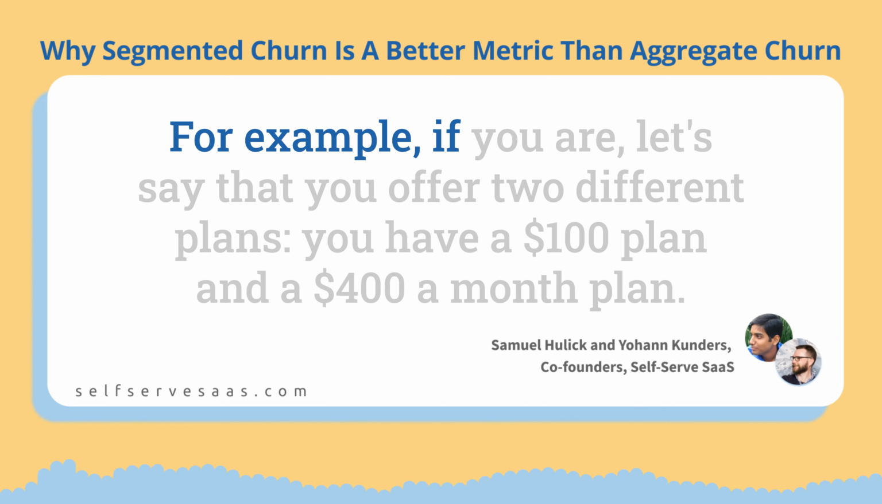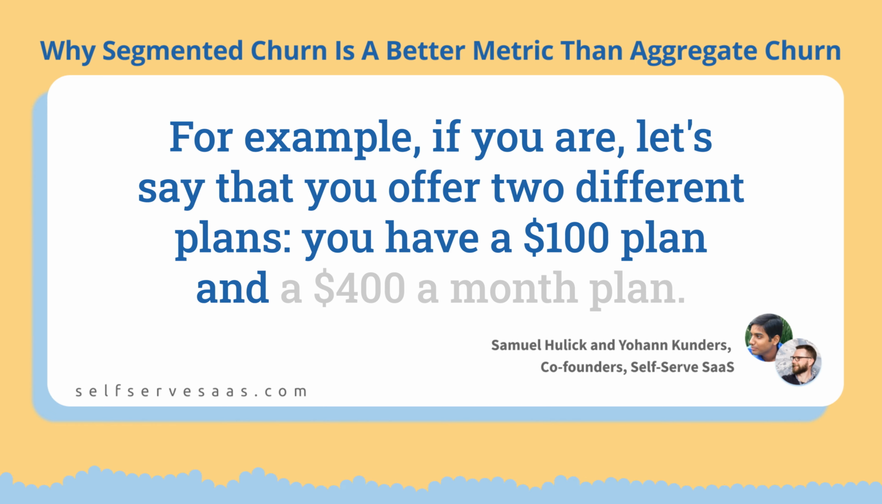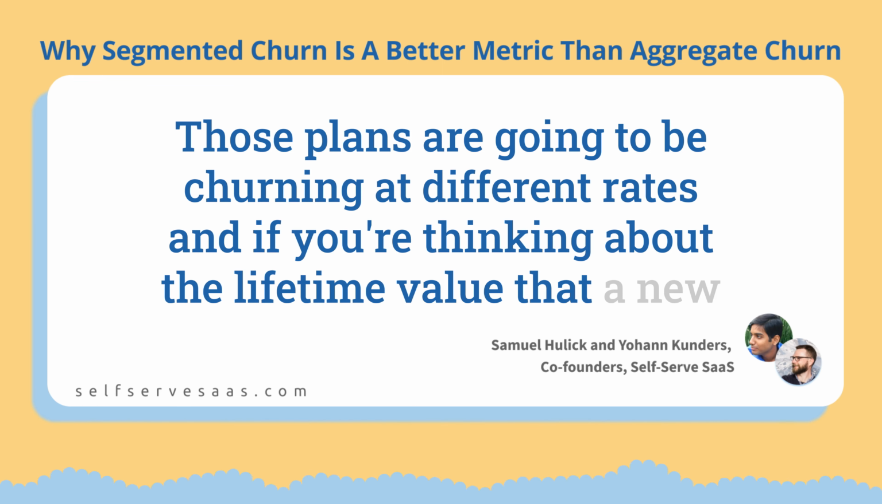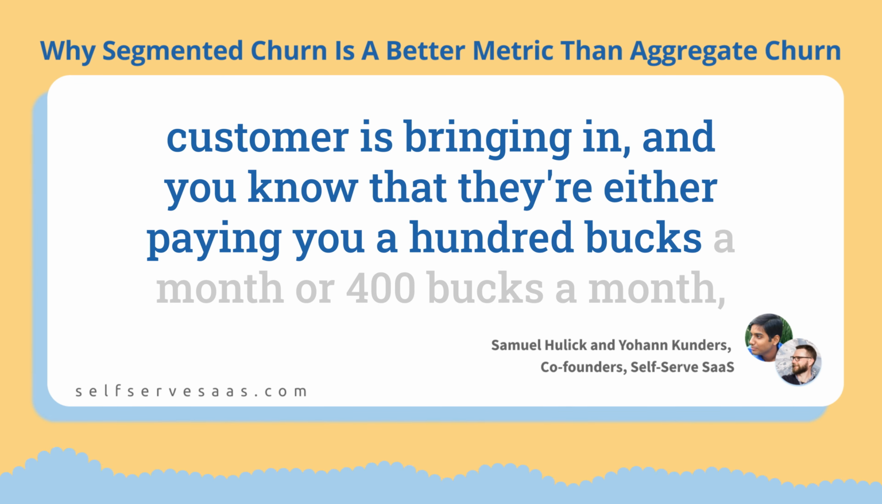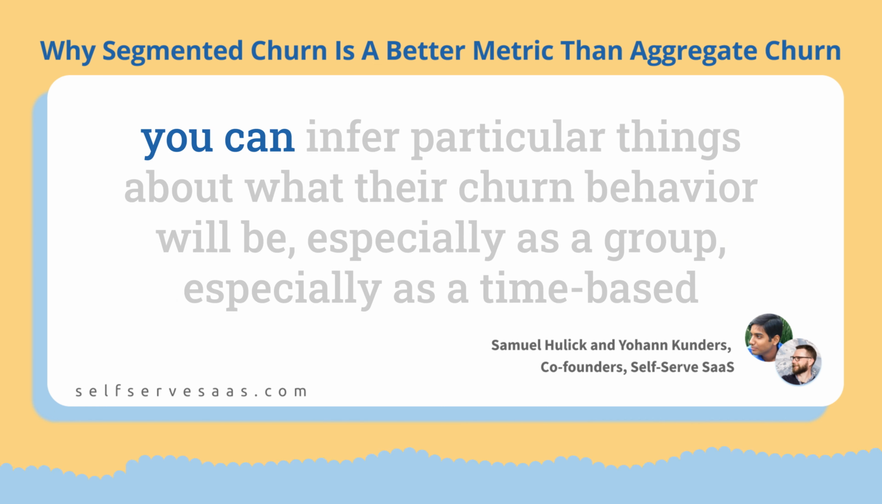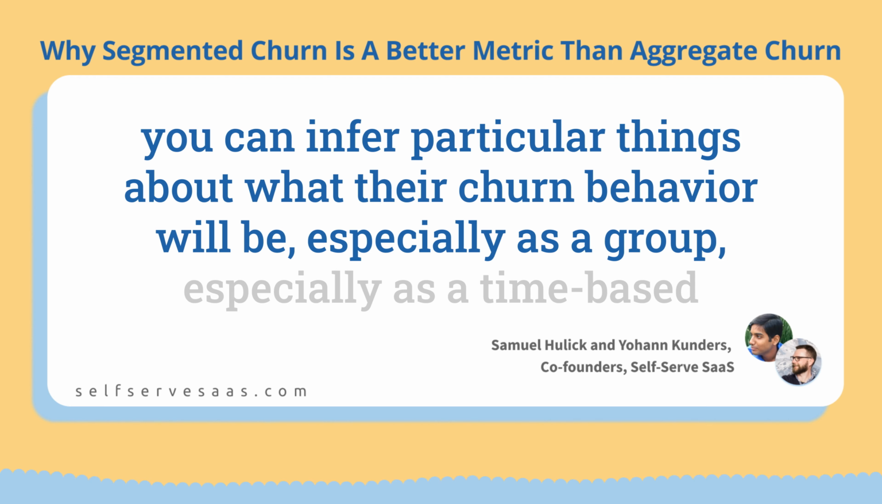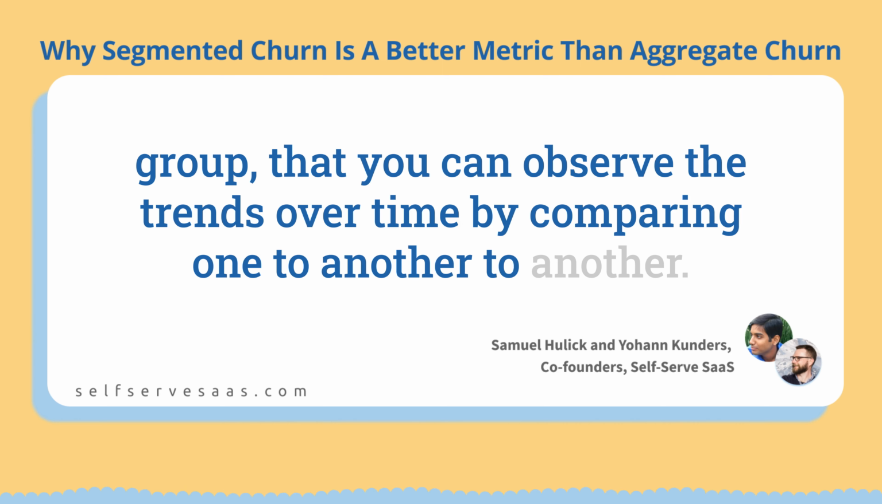For example, let's say that you offer two different plans: a $100 plan and a $400 a month plan. Those plans are going to be churning at different rates. If you're thinking about the lifetime value that a new customer is bringing in, and you know that they're either paying you $100 a month or $400 a month, you can infer particular things about their churn behavior, especially as a group, as a time-based group where you can observe the trends over time by comparing one to another to another.